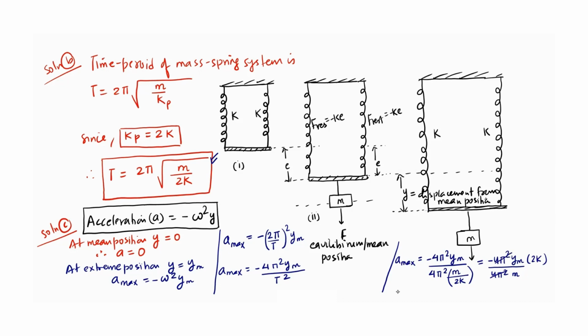Therefore, at extreme position, acceleration is maximum, and A max equals minus 2k ym divided by mass. So this is the required expression for acceleration at extreme position.